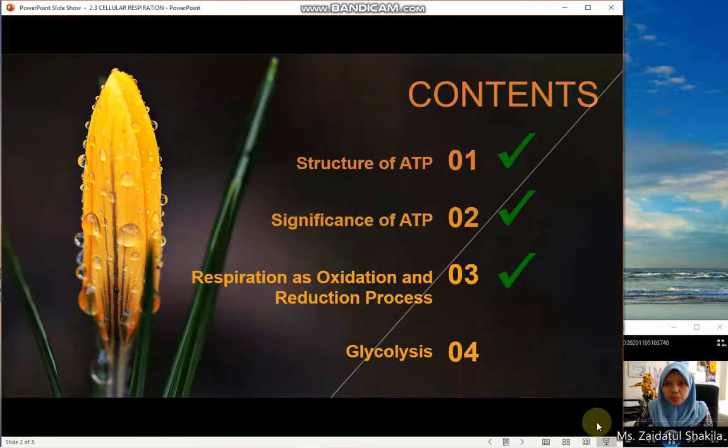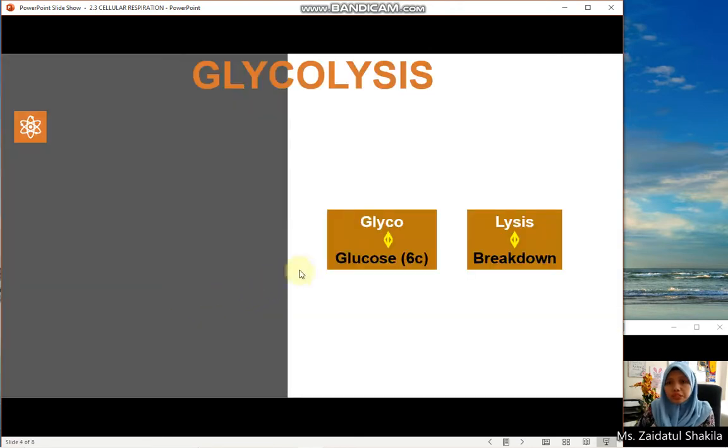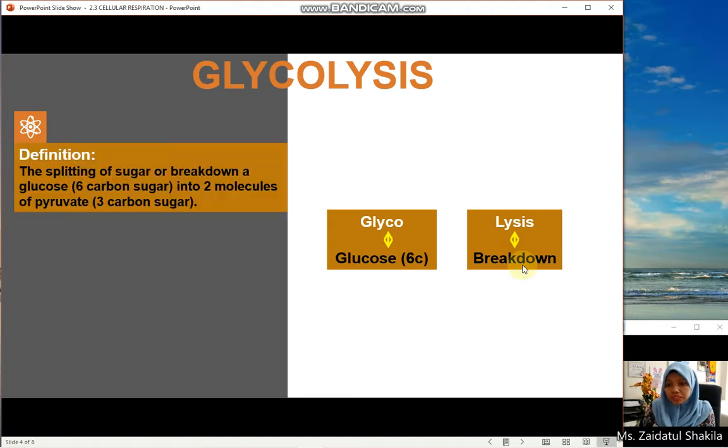In my previous video, we already discussed number 1, 2 and 3. Now let's move to number 4, which is glycolysis. Glycolysis is the first process in cellular respiration. In glycolysis, the word glyco refers to glucose, while the word lysis refers to breakdown. So the definition of glycolysis is the splitting of sugar, or breakdown of glucose.